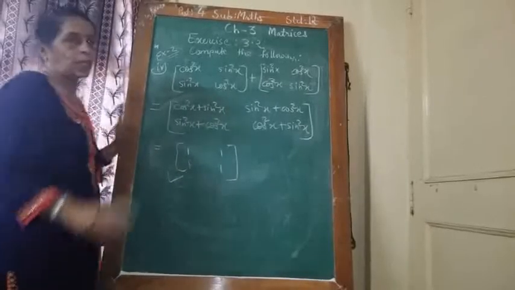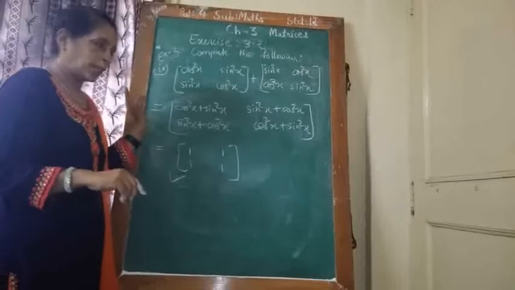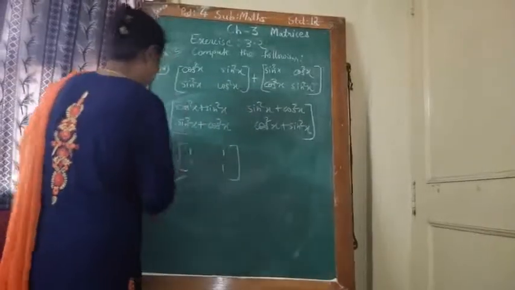And third is very easy. For 3 cross 3 matrices, you have to do addition of corresponding elements. Okay, and I will leave up to third.